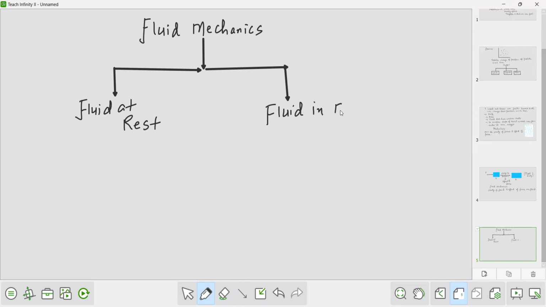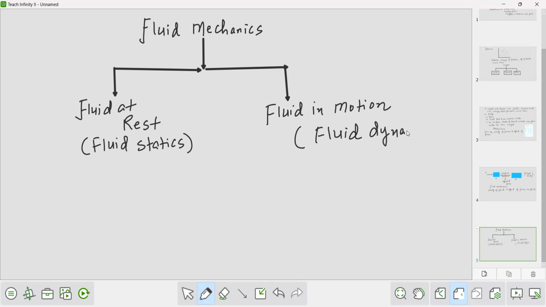Fluid in motion. The fluid at rest, this branch is called fluid statics. And fluid in motion, this branch is called fluid dynamics. These are the broad classification of fluid mechanics.